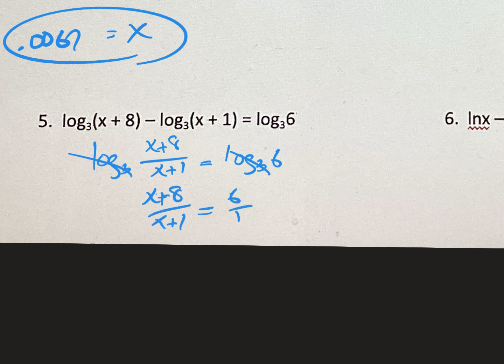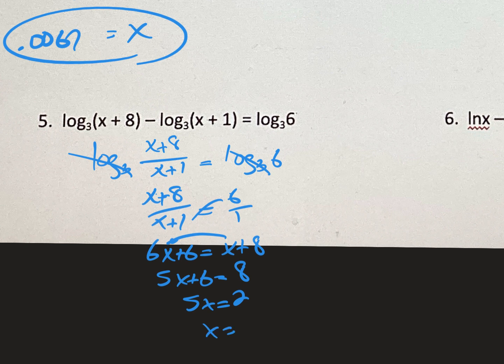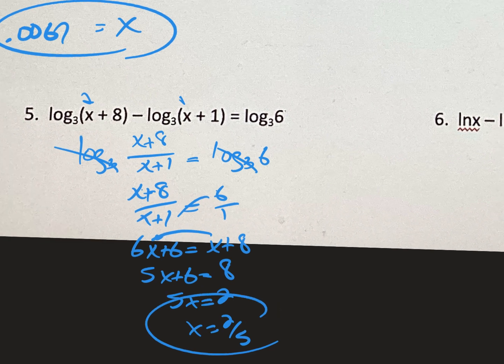So I'm going to cross multiply again. Going this way, 6x plus 6. 1 times x plus 8 is just x plus 8. Let's move that x over. Get 5x plus 6 is 8. Move the 6. Divide by 5, 2/5. Now, before I circle that, plug it in. That's good. It's just got to keep the logs positive. That's what you're checking for.